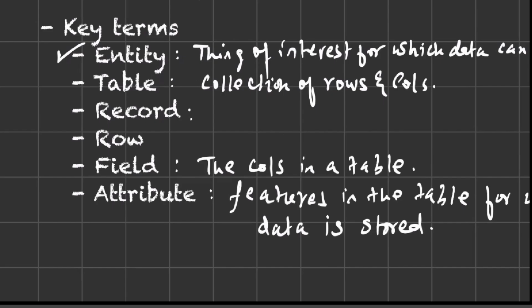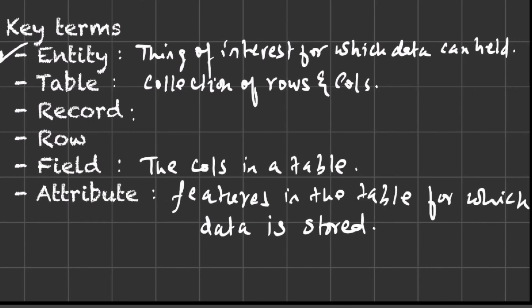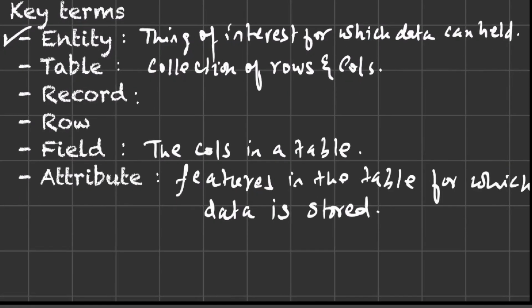So when we say the entity is the thing of interest for which the data can be held or stored, that data is stored against the attributes. So the attributes of a student, if student is an entity or a table, would be student ID, student name, student age, student address, student contact number. All these things are the attributes, and these attributes are written in columns. So an attribute will also be referred to as a field.